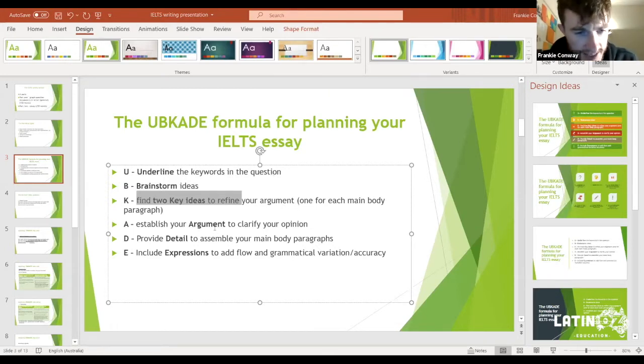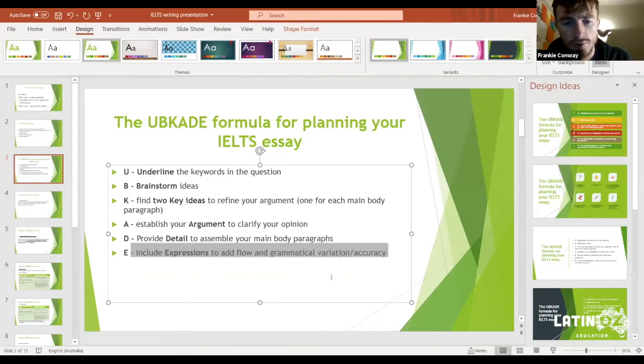Then guys, the D is the detail. So provide some detail to your main body paragraphs to add further explanation. It might be a statistic, it might be a study, anything that would give you a little bit more detail for your key idea. And then guys, some linking expressions that could help to add flow and grammatical variation to your argument as well. So what grammar structures are important, things like that.